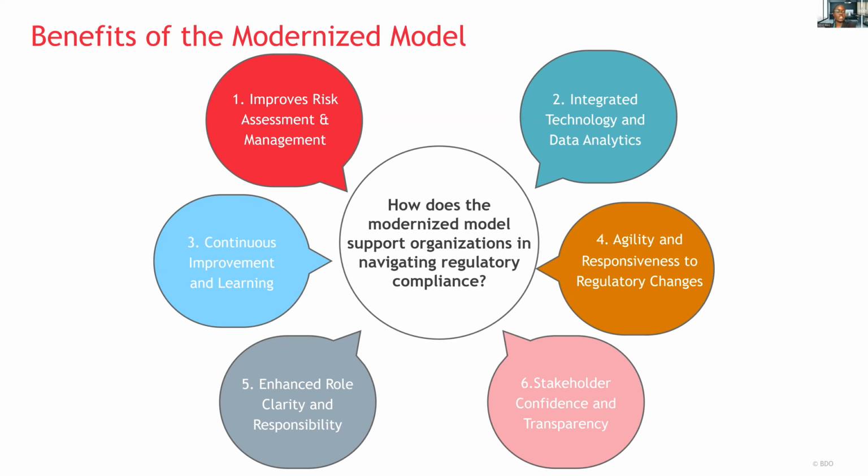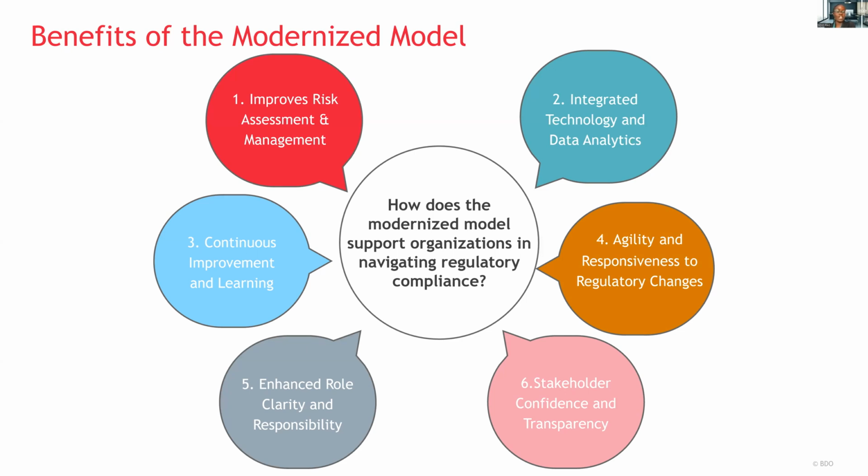Fourth, we have agility and responsiveness to regulatory changes. This model offers flexibility by empowering organizations to swiftly adjust to regulatory changes. This agility facilitates dynamic updates of policies and speeds up the decision-making processes, which are essential for staying compliant in a constantly evolving regulatory environment.